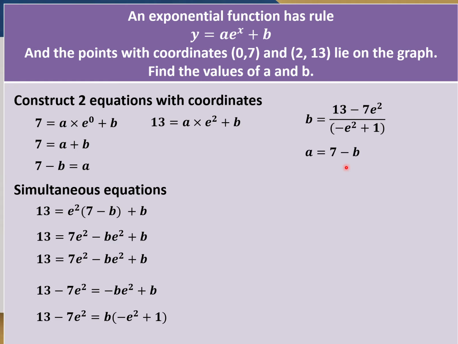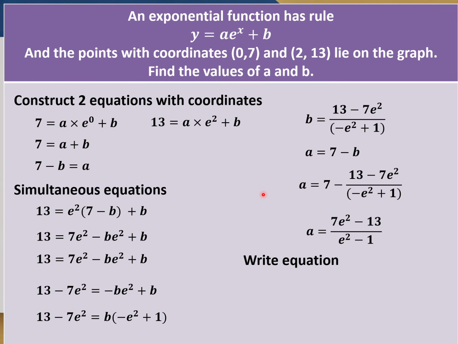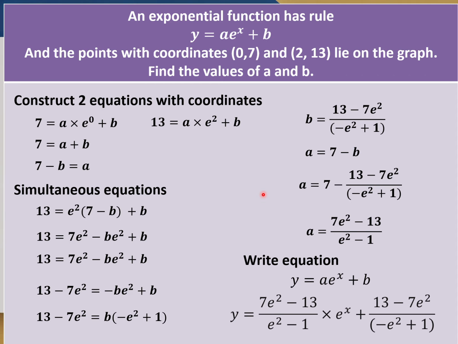Now we know our a value is 7 take away b, so I can just substitute that into that equation and I'll get 7 take away this. So now I have this. And then that can be simplified to a is equal to 7e squared minus 13 over e squared minus 1. Okay, so now I'm just going to plug those two values into my equation.